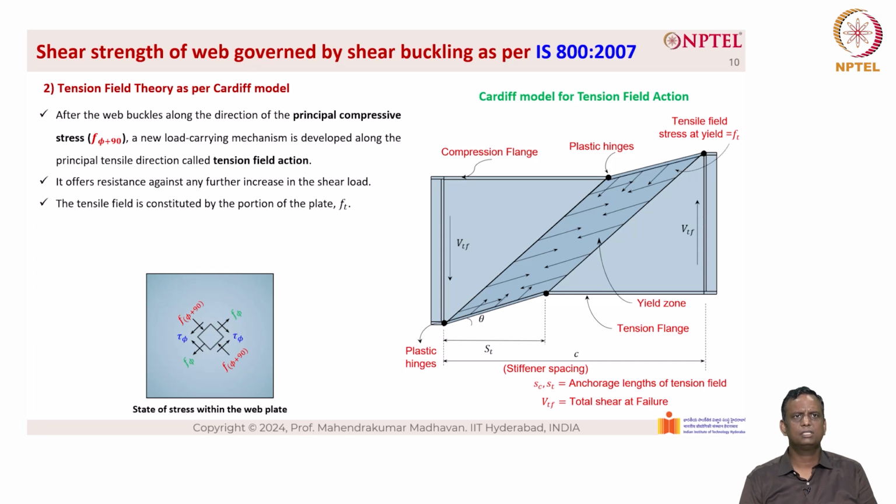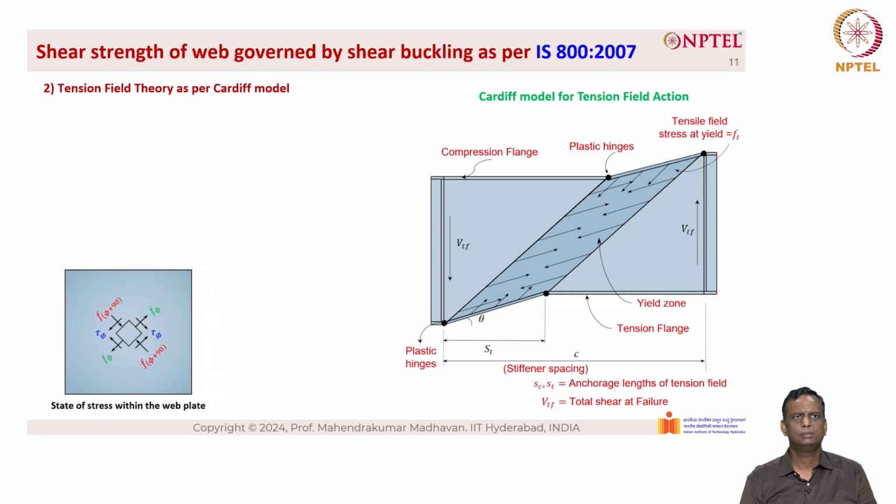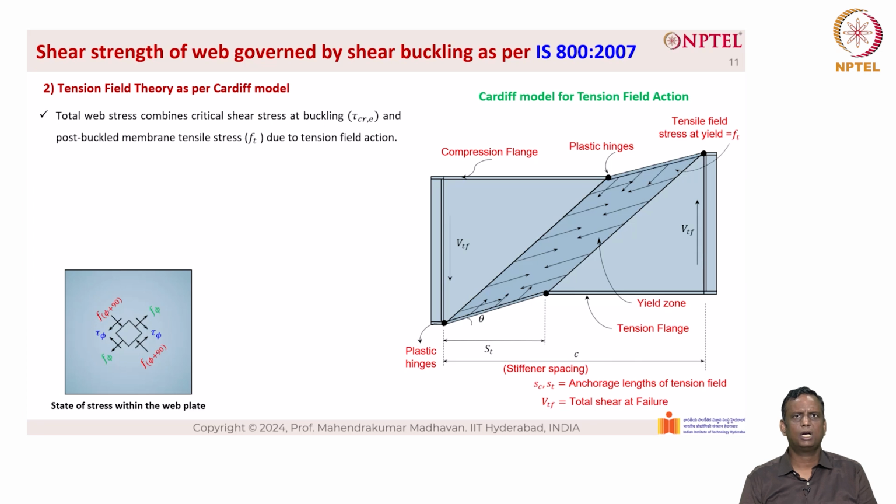The tensile field is constituted by the portion of the plate, which is F sub T. So the tensile field consists of web plate in the principal tensile direction anchored at the top and bottom flanges and stiffener members. The total web stress combines critical shear stress at buckling, tau critical E, and post buckled membrane tensile stress F sub T due to tension field action. Hence, post buckling strength contribution due to tensile stress F sub T is found using von Mises failure criteria.